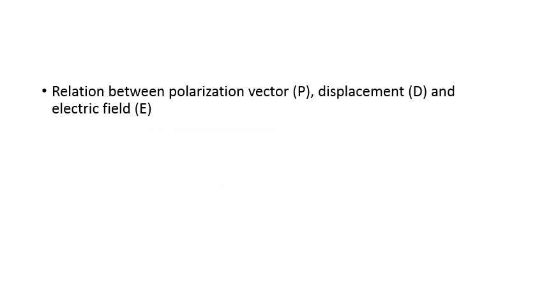Now we will obtain the relation between polarization vector P, displacement D, and electric field E. Of course, the relation is D is equal to epsilon 0 E plus P. But we want to get this relation using Gauss law.